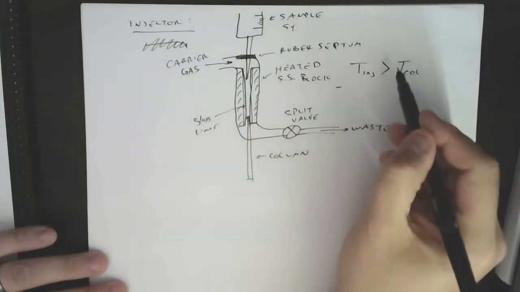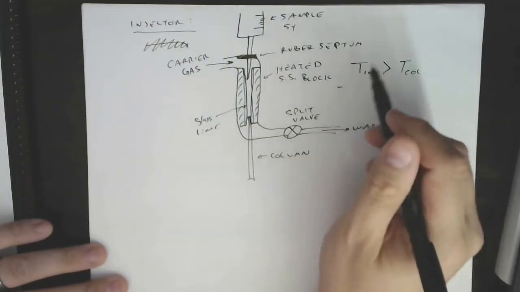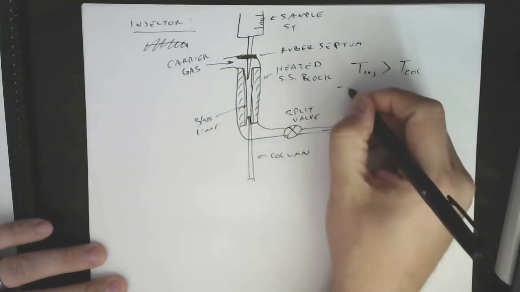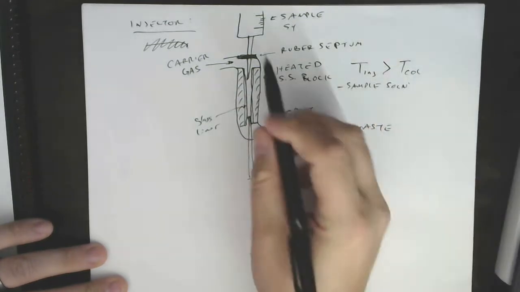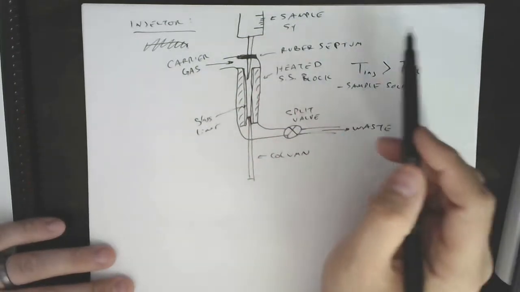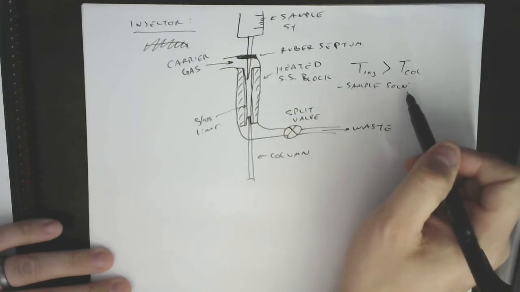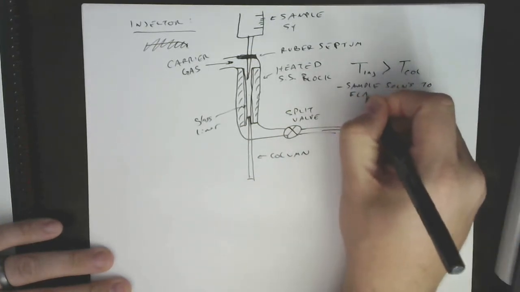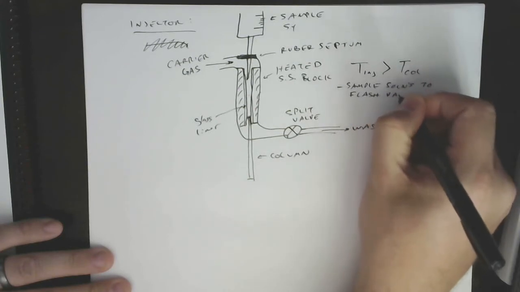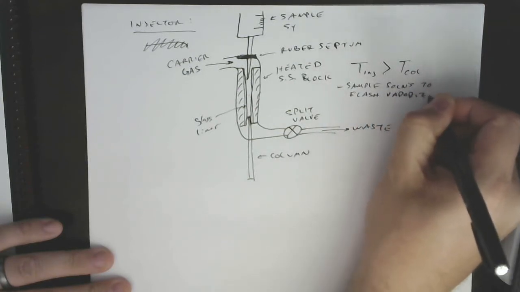High temperature, first of all, regardless of relative to the column, a high temperature allows sample solutions, because that is generally how we handle these things, as liquids at room temperature and pressure, to flash vaporize or all become vapor very, very quickly.